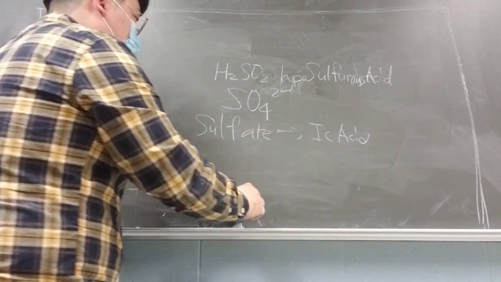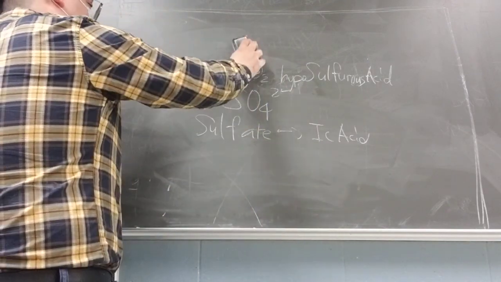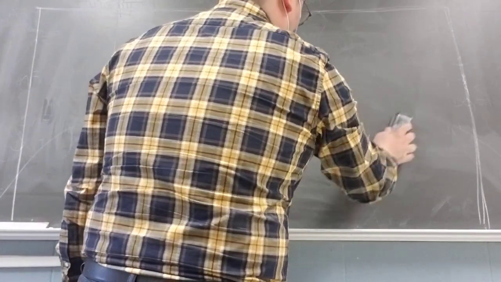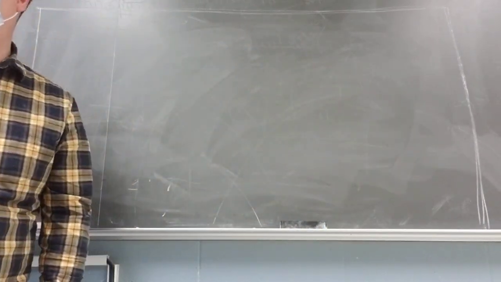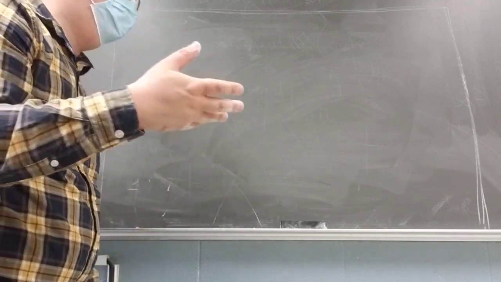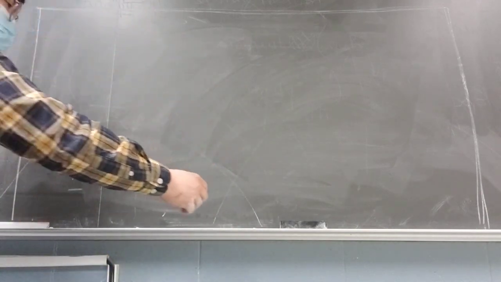So the only thing you really have to know is when you look at the acid compounds, one might be the anion form, which is an ATE name or ITE name. When it's with the hydrogen, you can convert it to IC.